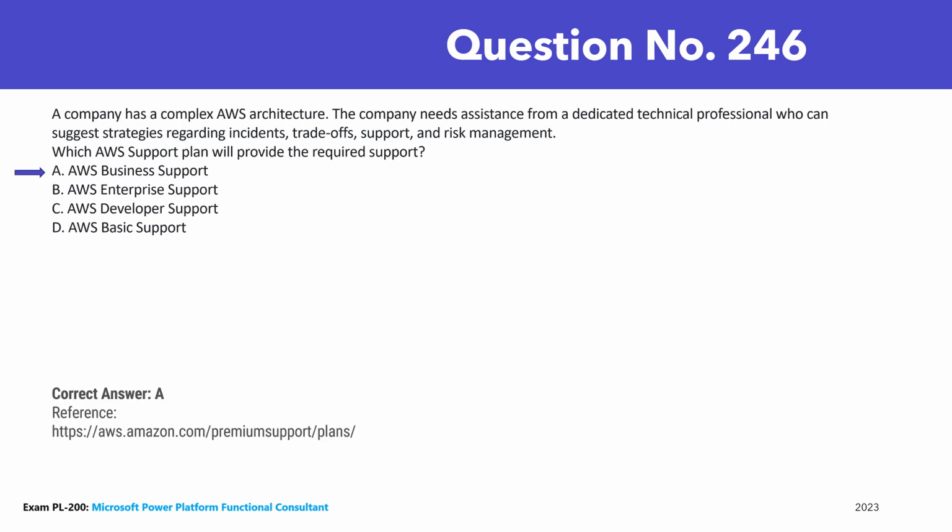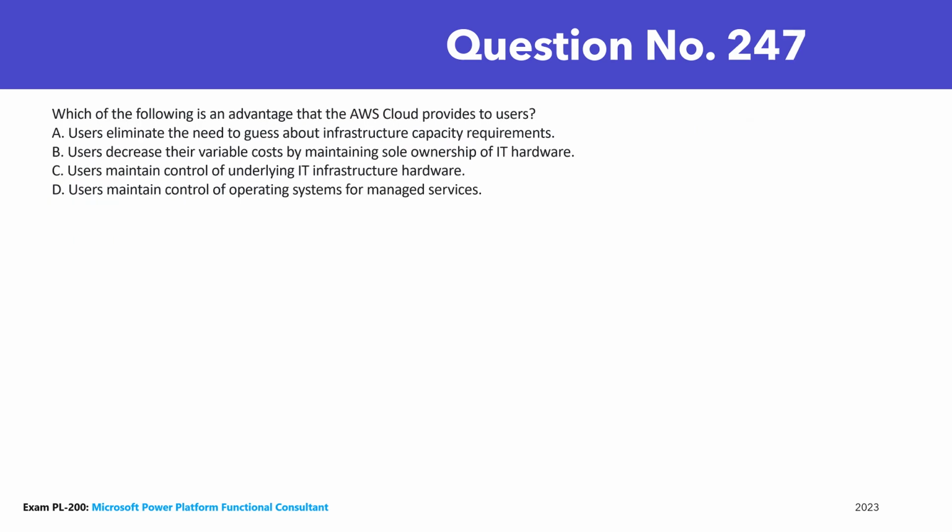Which of the following is an advantage that the AWS cloud provides to users? A. Users eliminate the need to guess about infrastructure capacity requirements. B. Users decrease their variable costs by maintaining sole ownership of IT hardware. C. Users maintain control of underlying IT infrastructure hardware. D. Users maintain control of operating systems for managed services. Correct answer, A.